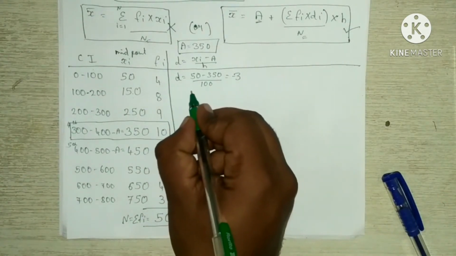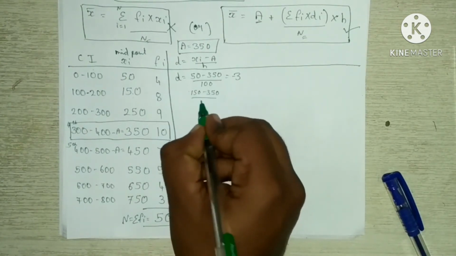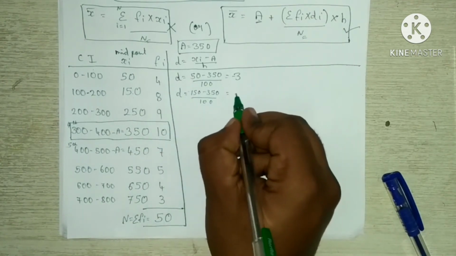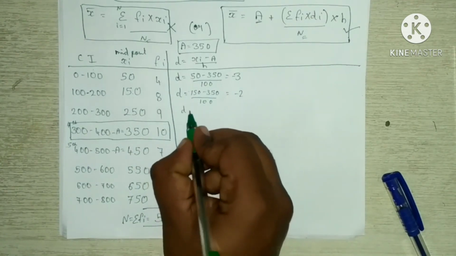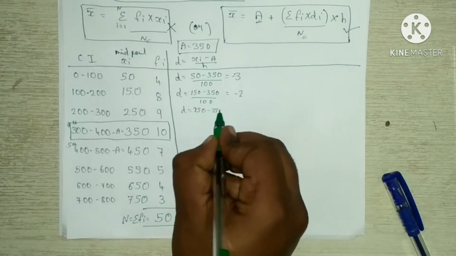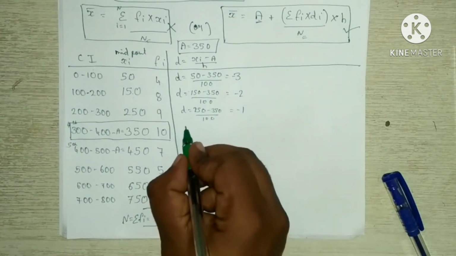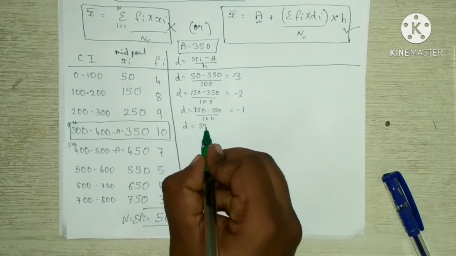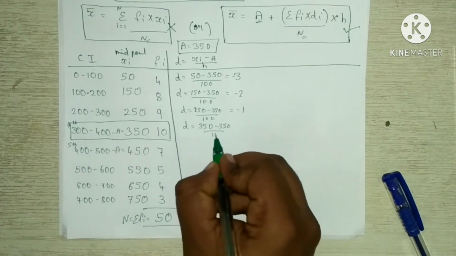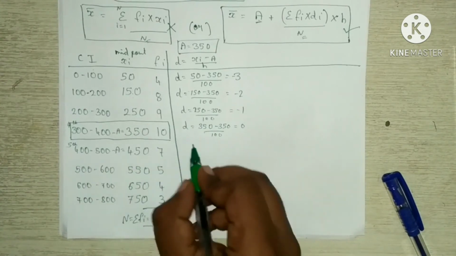Next, 150 minus 350 by 100. D is equal to minus 2. D is equal to 250 minus 350 by 100. You will get minus 1. Then D is equal to 350 minus 350 by 100. You get 0.